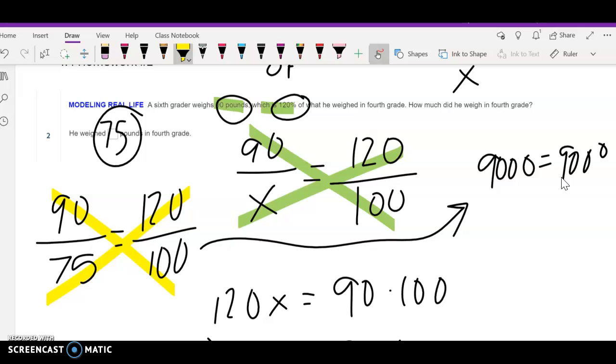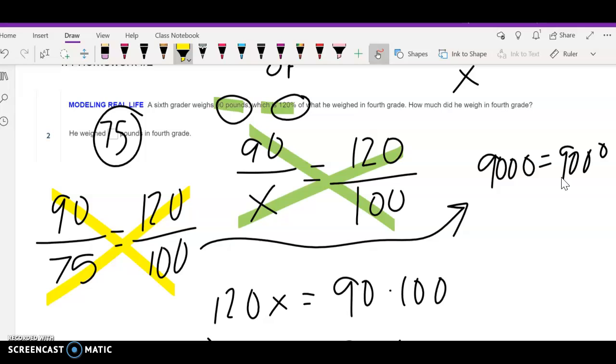If you had accidentally put the 90 as the denominator, you would have actually ended up with a bigger number than 90, and that wouldn't make sense to weigh more in 4th grade than you would weigh in 6th grade. If right now you're 120% of what you weighed in 4th grade, right? Because that means you were 100% of what you weighed in 4th grade plus another 20%. So make sure as you're solving these problems, I know they're tough.